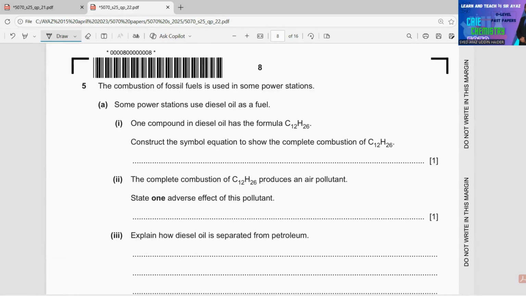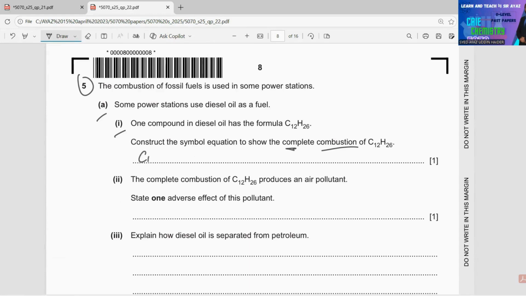Moving to the next question, which is question number 5. The combustion of fossil fuels is used in some power stations. A. Some power stations use diesel oil as a fuel. Part 1. One compound in diesel oil has the formula C12H26. Construct the symbol equation to show the complete combustion of C12H26.